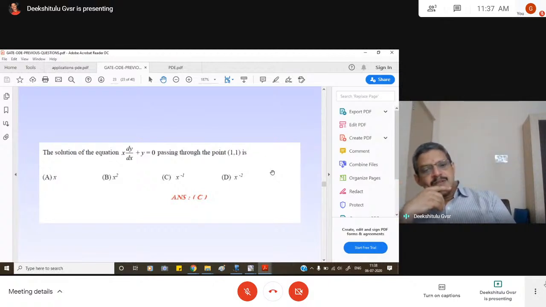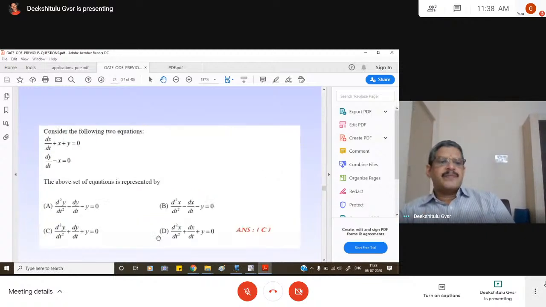The solution of the equation x dy by dx plus y is equal to 0 passing through 1, 1. Simple variable separable method. This is xy is equal to constant. So c becomes constant. Similarly, you get c is equal to 1, so xy is equal to 1, so y becomes 1 by x. So the answer is x power minus 1.